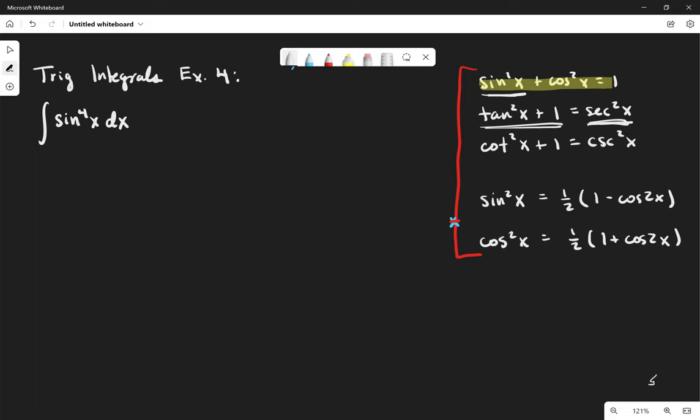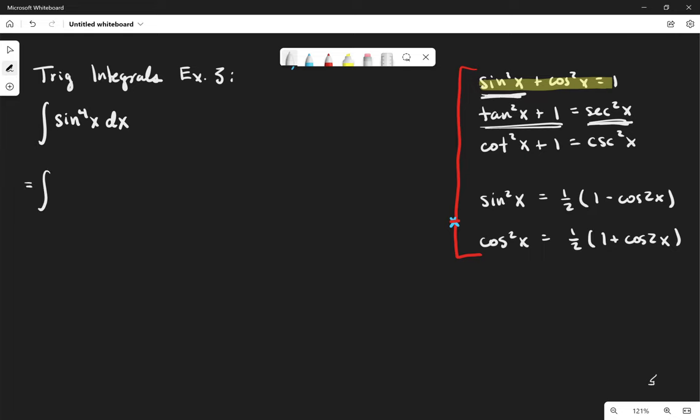Okay, here's example, actually it's not example 4, it's example 3. Example 3 for the trig integrals here. So here we have the integral of sine to the 4th power. Last time we did the sine to the 3rd power. If you think about it for a little bit, you'll start to realize that the strategy that we used last time doesn't really work anymore.